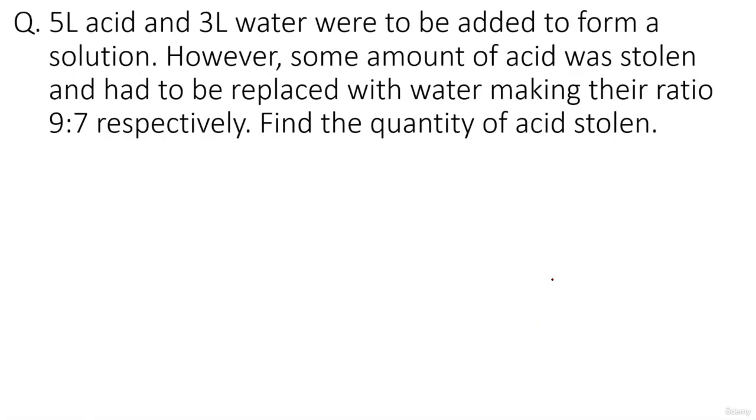Okay. 5 liters of acid and 3 liters of water were to be added to form a solution. However, some amount of acid was stolen and had to be replaced with water, making their ratio 9:7. Find the quantity of acid stolen. Okay, now if you want to proceed by making equations, you can still do that.